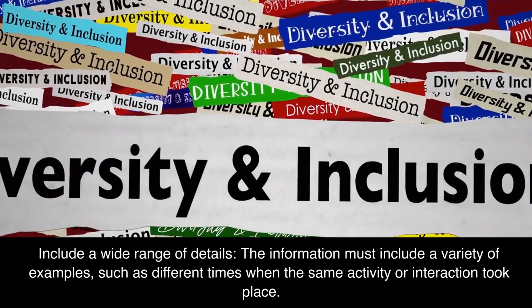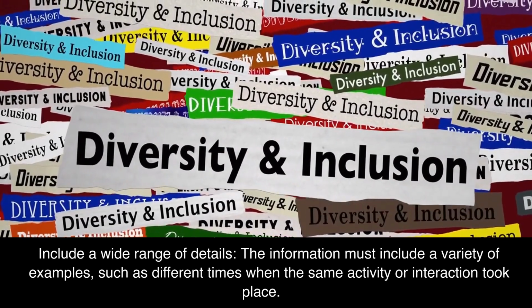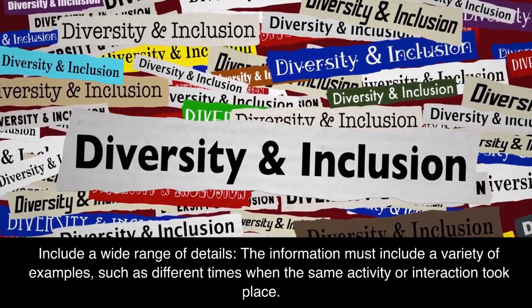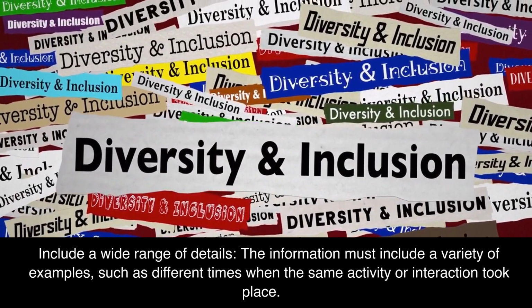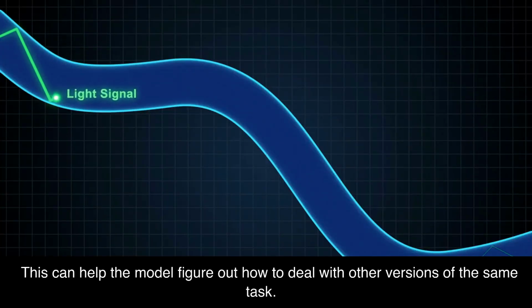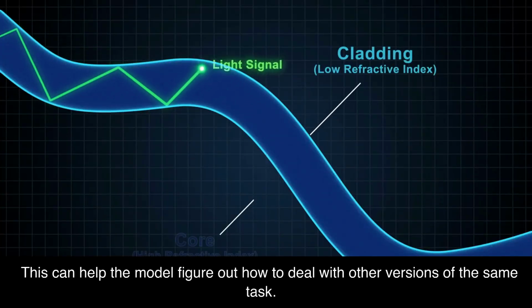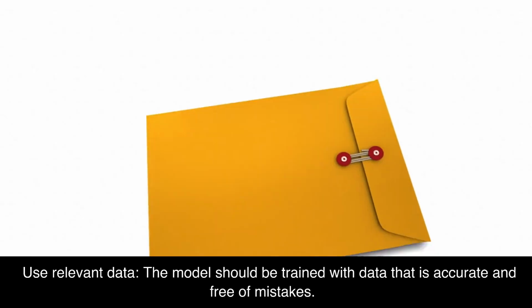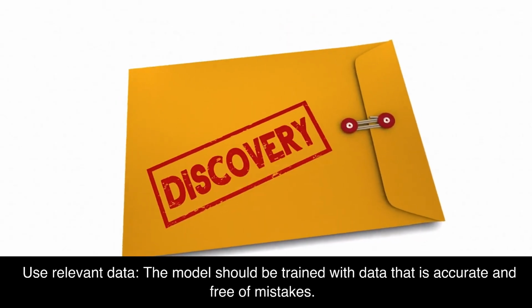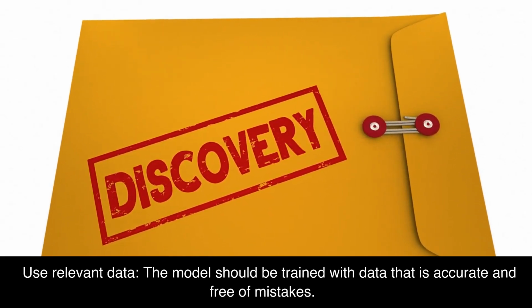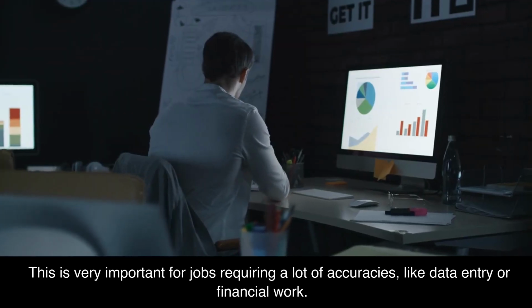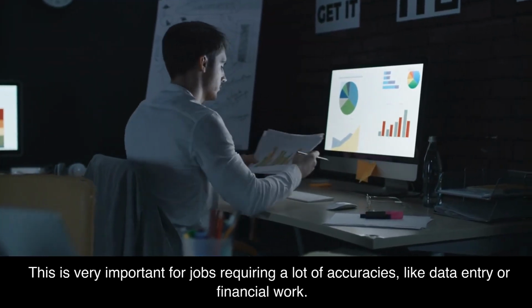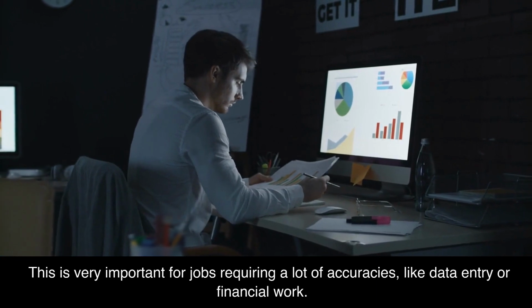Include a wide range of details. The information must include a variety of examples, such as different times when the same activity or interaction took place. This can help the model figure out how to deal with other versions of the same task. Use relevant data. The model should be trained with data that is accurate and free of mistakes. This is very important for jobs requiring a lot of accuracy, like data entry or financial work.